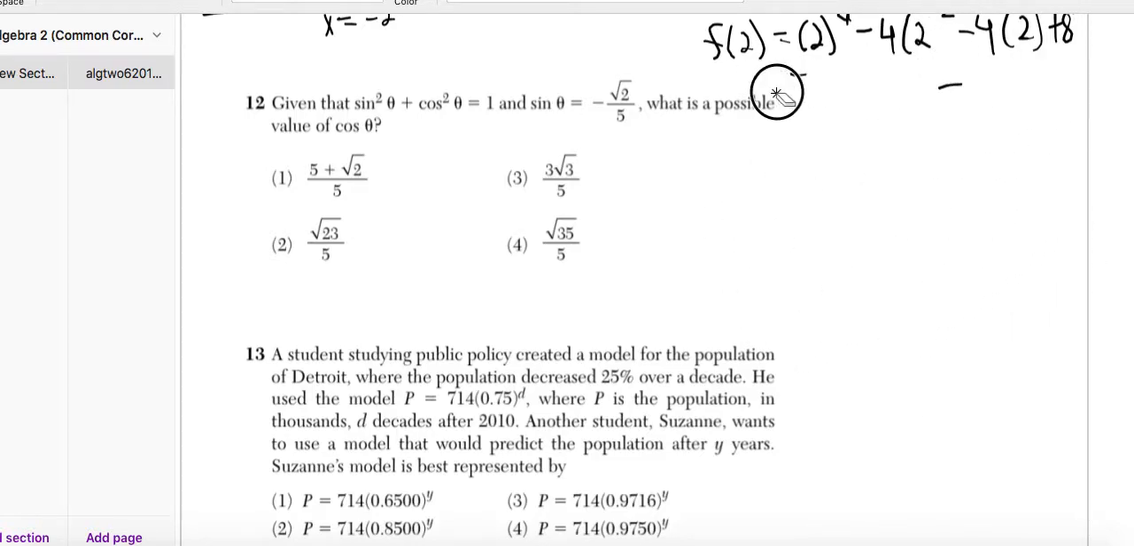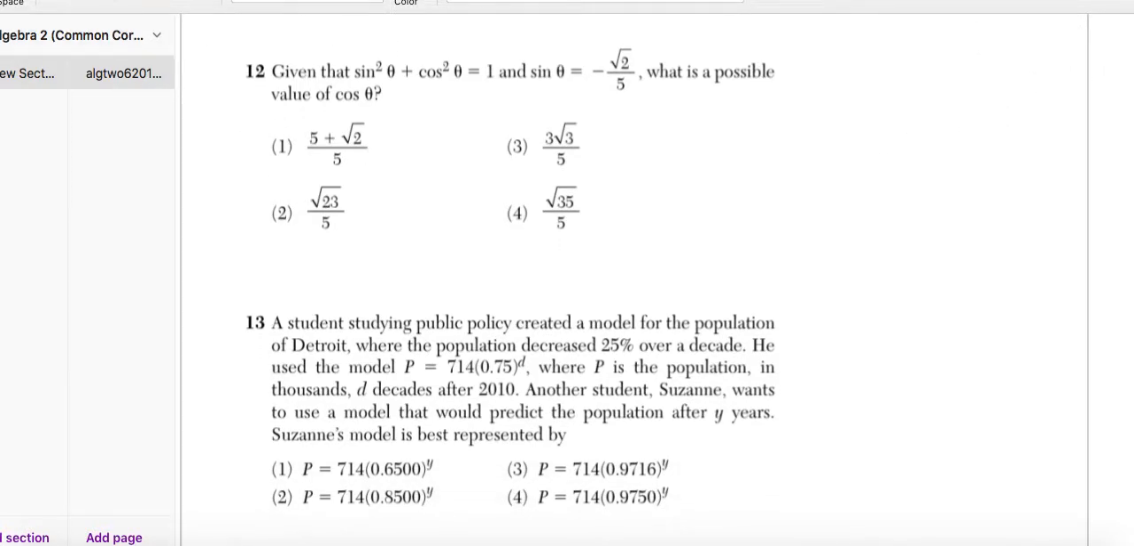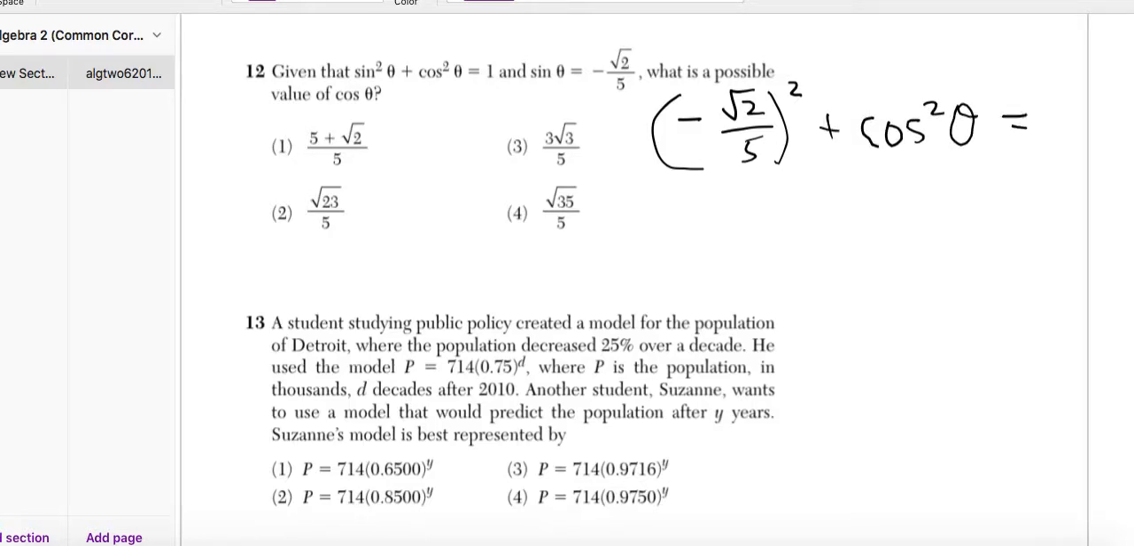Given that sine squared theta plus cosine squared theta equals 1 and sine theta is equal to negative square root of 2 over 5, what is a possible value of cosine theta? So all I'm going to do is substitute in the equation: sine squared theta means I'm squaring this, plus cosine squared theta equals 1.